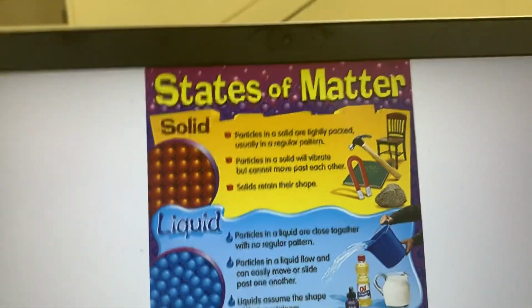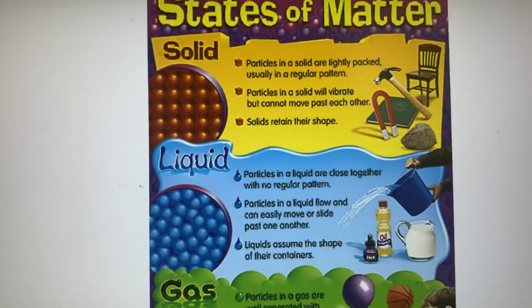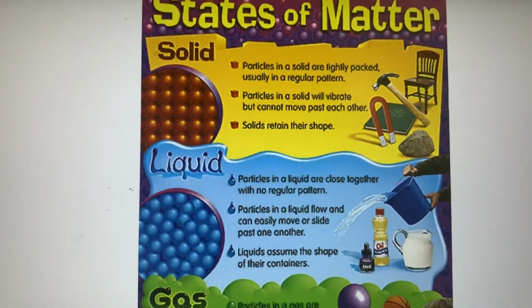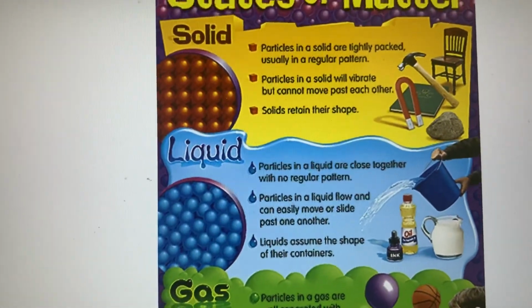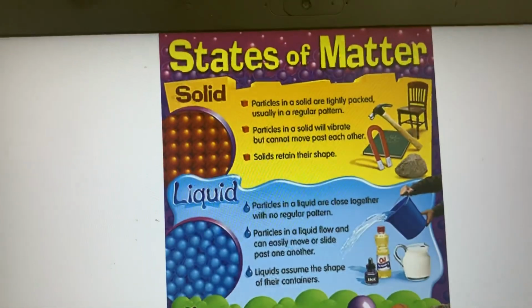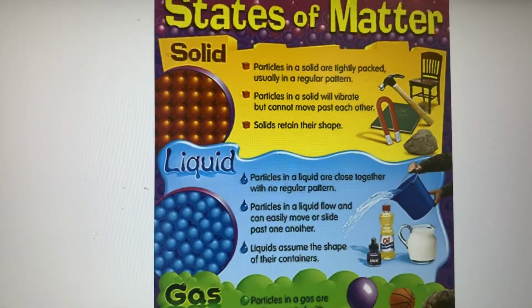Now, of course, we do get exceptions, like clay, for example. That's a solid and we can mold its shape and change its shape. So remember, we can have exceptions in solids, liquids and gases.